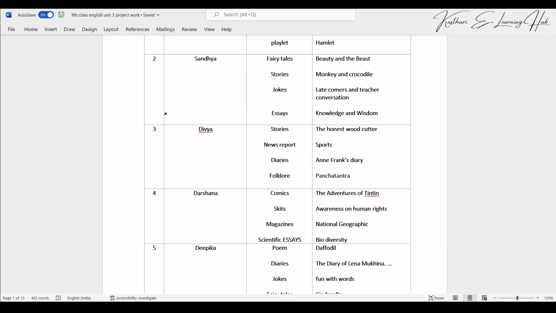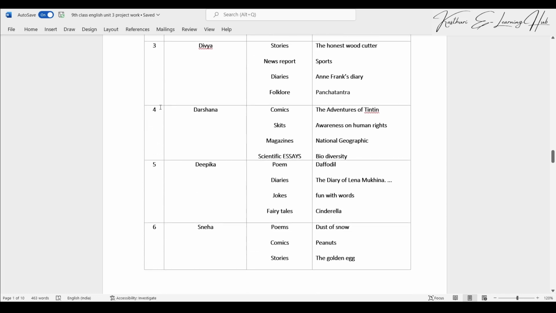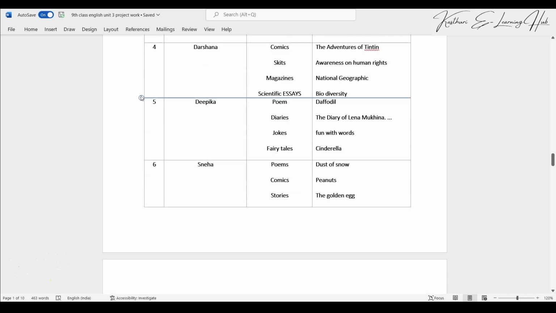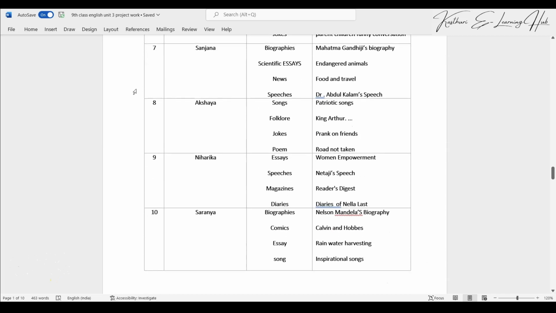Here we have the folklore Panchatantra. So we need to ask them what type of text they want, what type of reading material. For example, in the reading material itself there are varieties of things, isn't it? In that, whichever type they want, we ought to write. Then here Deepika, diaries. In the diaries, the diary of Lena Mukhina. So we need to ask what they want. Fairy tales, Cinderella, poems, Dust of Snow, comics, Peanuts. Like that we need to ask and write the example in the third column.